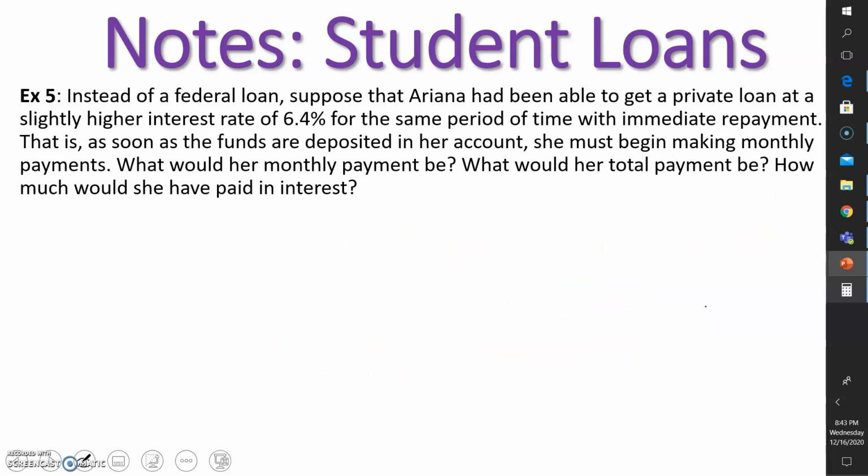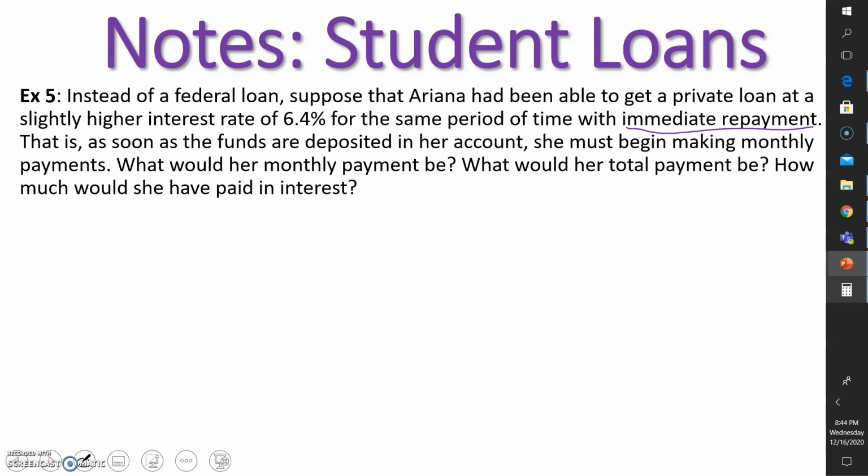All right, last example. Instead of a federal loan, suppose that Ariana had been able to get a private loan at a slightly higher interest rate of 6.4% for the same time period with immediate repayment, meaning she'll have to start paying the moment she borrows the money. That is, as soon as the funds are deposited in her account, she must begin making monthly payments. What would her monthly payment be? What would her total payments be? And how much would she have paid in interest?